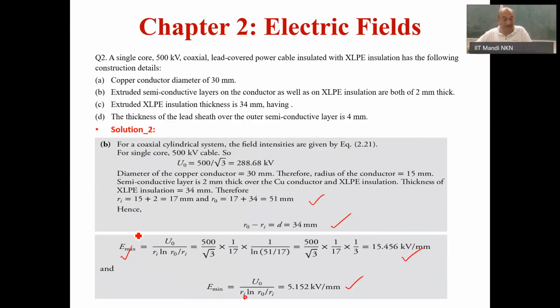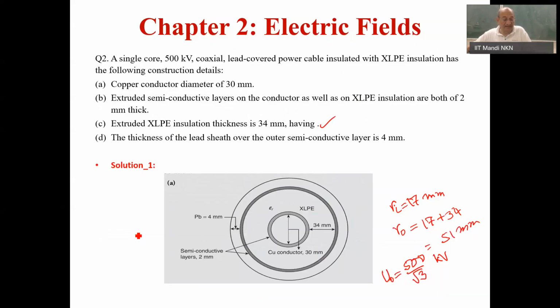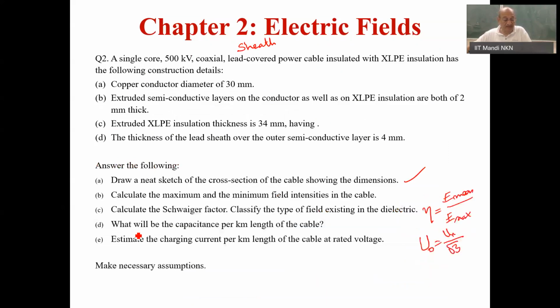So when we go further, Emax and Emin you have calculated. What do you have to calculate next? After Emax and Emin, calculate the Schweiger factor, the capacitance and the charging current. Let's do it.